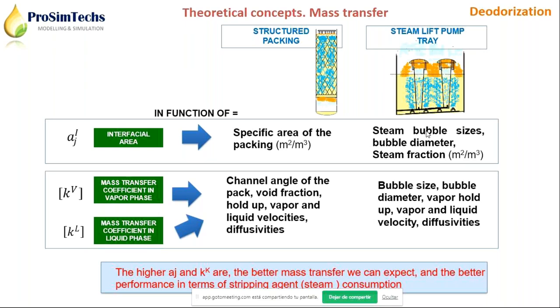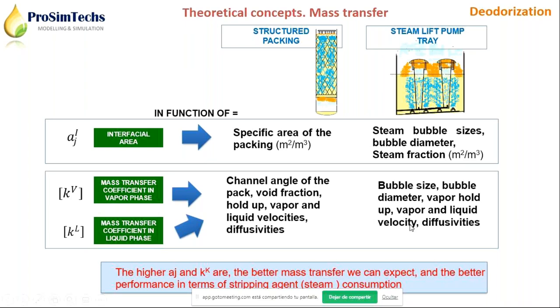And the mass transfer coefficients, for instance in the case of a structured packing, are influenced by the channel angle of the structured packing and the void fraction, and from the side of the phases, they are a function of vapor and liquid velocities, and also of some important properties of the compounds in the oil, which is the diffusivities. And for the case of the steam lift pump tray, these two mass transfer coefficients are a function of the bubble size, the bubble diameter, and again the diffusivities of the compounds and the velocity of both phases.